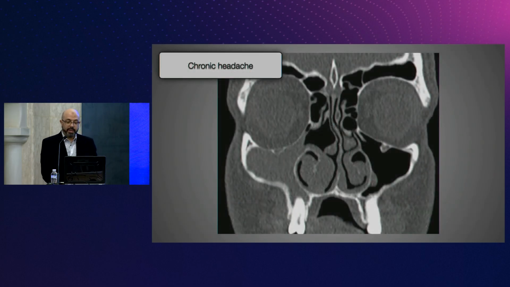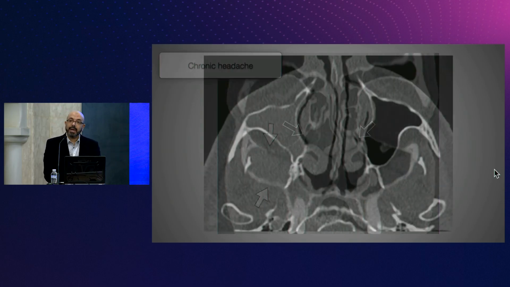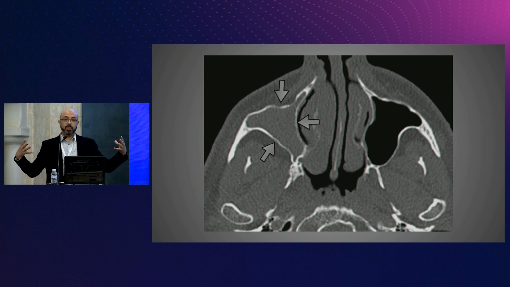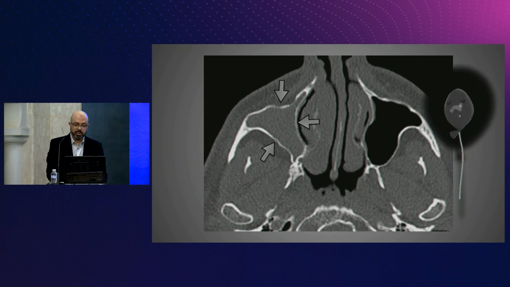Patient with chronic headache, and what's wrong here? You can see that the uncinate process on the symptomatic side, so the right side, is lateralized, which caused the ethmoidal infundibulum to be very tight, and you can see that the sinus started to shrink. So the orbital floor has gone down, the lateral wall of the sinus has gone in, and on the axials as well, the same thing. All of the walls are shrinking inside, and this is what we see in silent sinus syndrome.